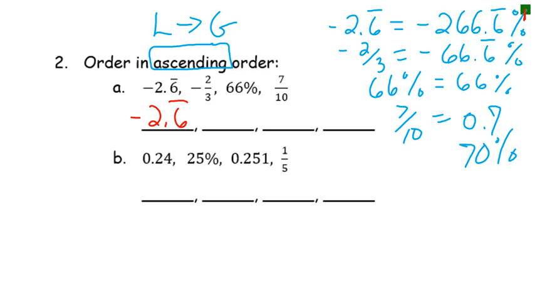Then I have my other negative number. So negative 66.6 repeating percent is negative 2/3. Then I have my 66%, and that was its original form. And then I have my 70%, which its original form was 7/10. So this was actually already in ascending order. We wouldn't have known that until we converted everything to percents, but everything is in the same order as it was originally.